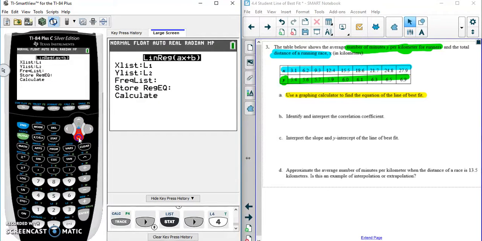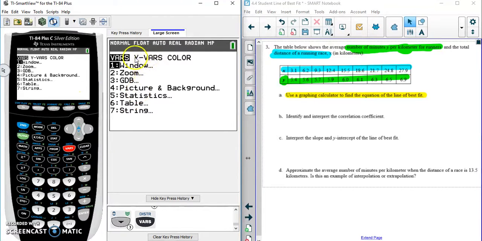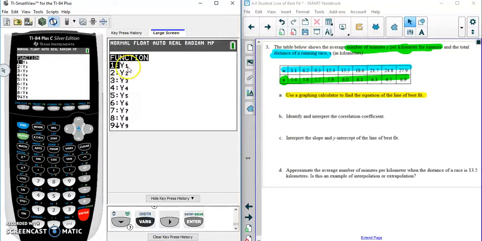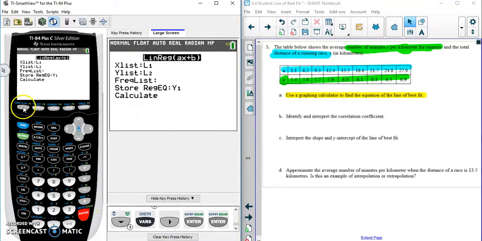I'm not using a frequency list, because this doesn't tell me anything about a frequency list, and we won't use that in Algebra 1. But I do want it to store the equation. After it figures out the equation, I know I need to write it down on my paper, but I also want my calculator to store it so then I can graph it and make sure it actually is a good line of best fit. So here again, remember, I want to store it to y1, or like a y variable, so I'm going to hit the variable button. I'm going to look for the y variable, so I'm going to scroll over. It's going to be a function because it's a line, and I want it to be stored in y1, so the first equation of my y equals. Then I go down and hit calculate.